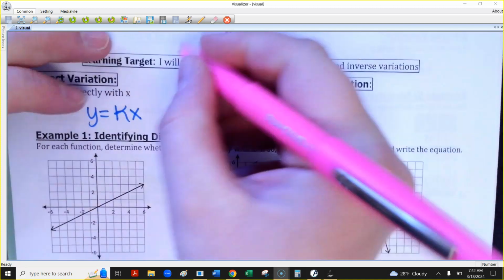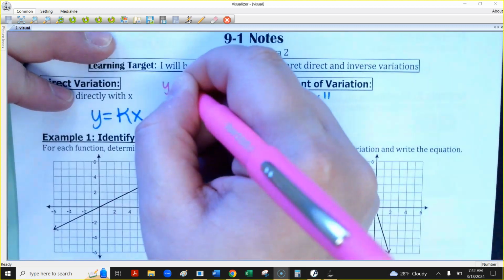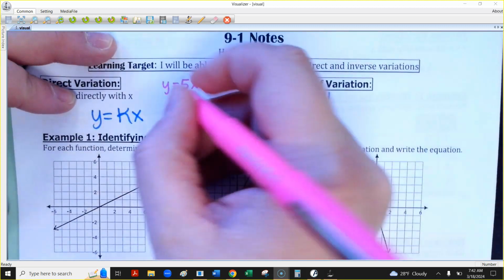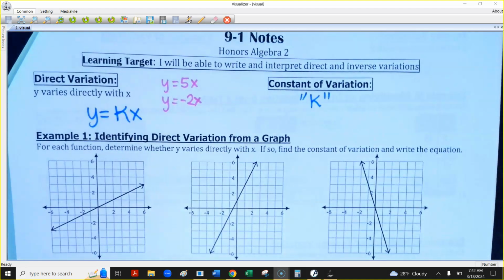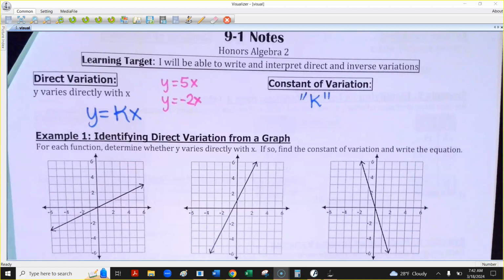Let's say we had something like y equals 5x or y equals negative 2x. It's just a number multiplied by x. There's nothing added or subtracted to the side. It can be positive or negative.